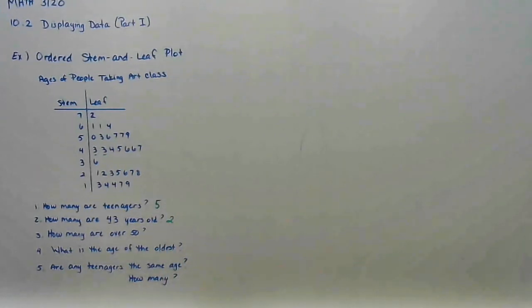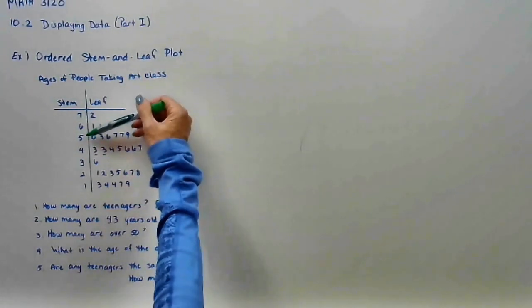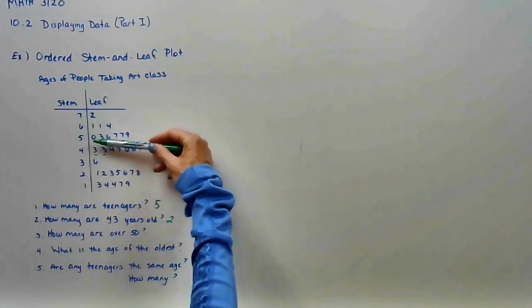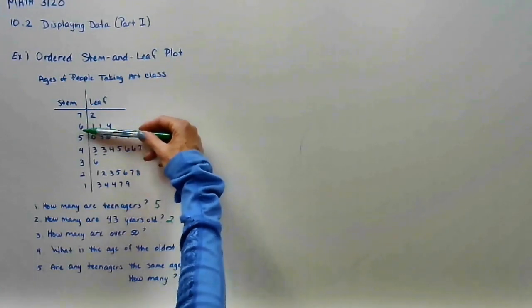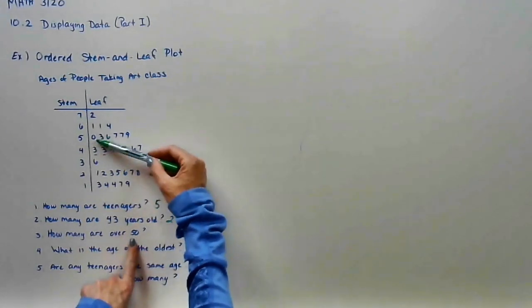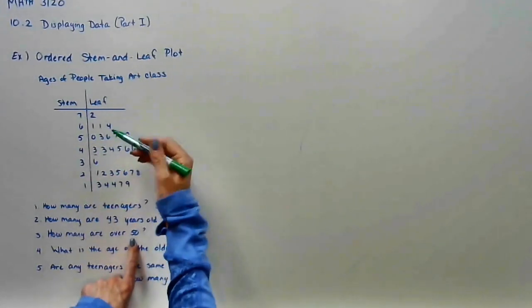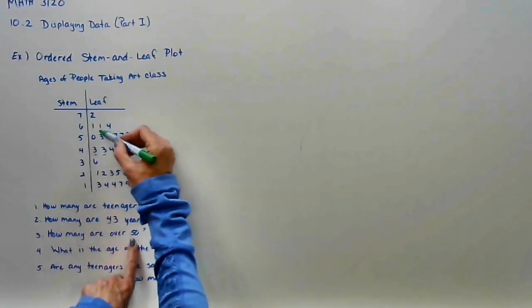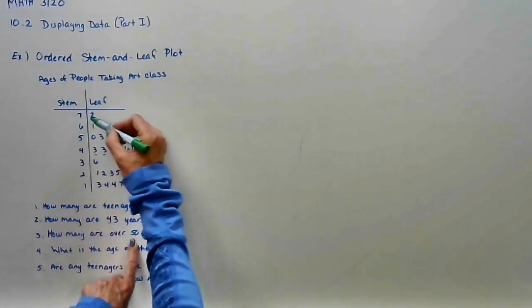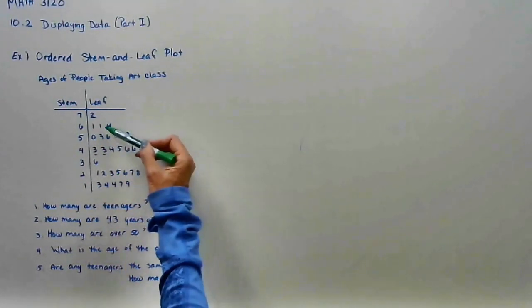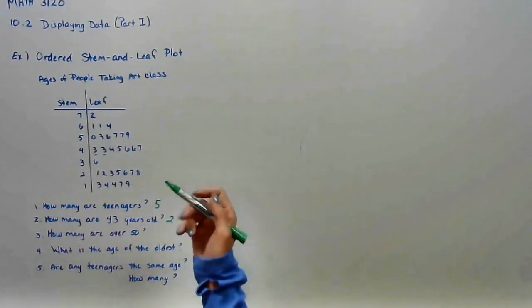How many people are over 50? Over 50. Well, this stem and leaf all represent 50s, 60s, 70s. So over 50, I don't count the 0, but I count 53, 56, 57, 57, 59, 61, 64, 72. So what do we have? 1, 2, 3, 4, 5, 6, 7, 8, 9.